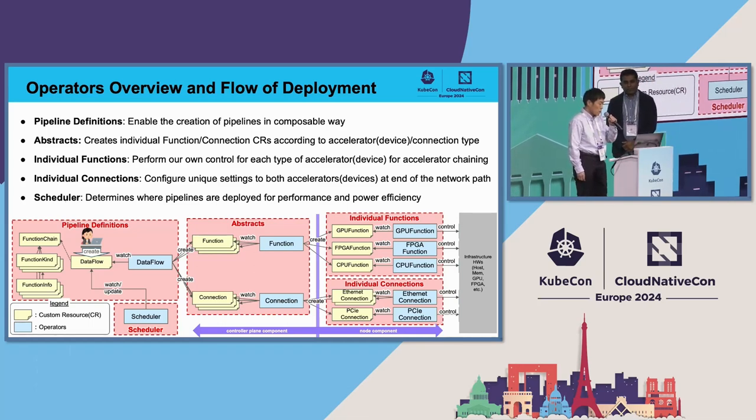Operators in this category enable the creation of pipelines in a composable way. When it comes to the custom resource, we have not only a data flow CR, but also several other CRs. Some of them are the function chain CR and the function kind CR. The function chain CR is a template for data flow processing pipelines, and each function chain CR has a set of available data processing modules, such as inference, decode, grayscale, and so on. Function kind CRs are catalogs for these data processing modules.